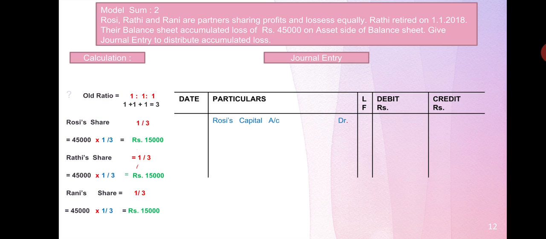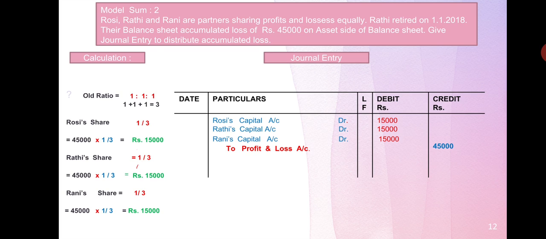So Rosie's capital account will be debited. Rati's capital account will be debited with a share. And Rani's capital account also will be debited with a share. And all this will be transferred to profit and loss account. Okay, if it is a loss, what is that? It is accumulated loss. So for accumulated loss, it is profit and loss account. Now you want to write the amount. Rosie 15,000, Rati 15,000, Rani 15,000 from the calculation. Okay. Now total all this, 3 times 15,000, you get a credit of rupees 45,000.